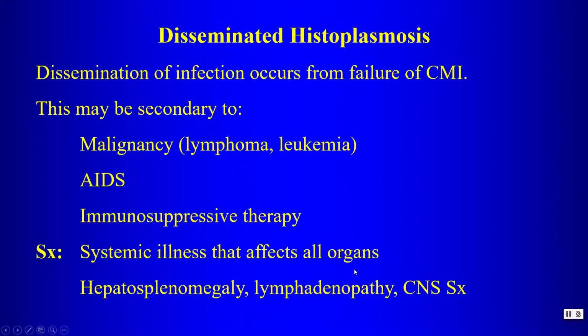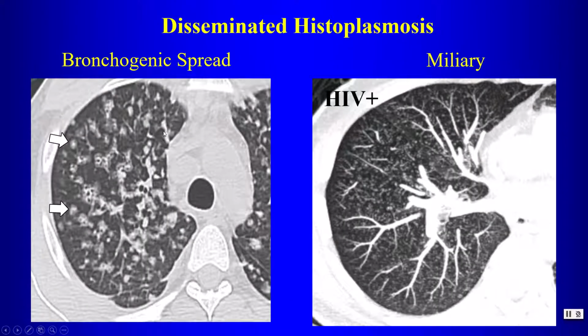Disseminated histoplasmosis can occur in immunosuppressed patients for some of the reasons that are listed here. So the organism might disseminate throughout the body and not just to the lungs. So patients may develop hepatosplenomegaly, lymphadenopathy, and CNS symptoms. So here's an example of bronchogenic dissemination, where we have these centrilobular opacities as the organism has disseminated throughout the lungs bronchogenically.